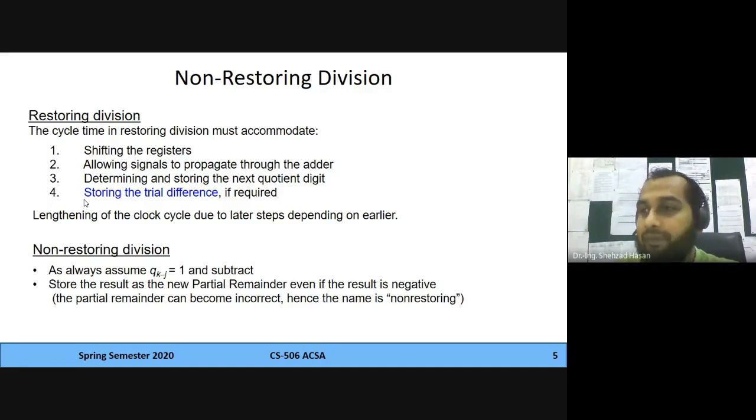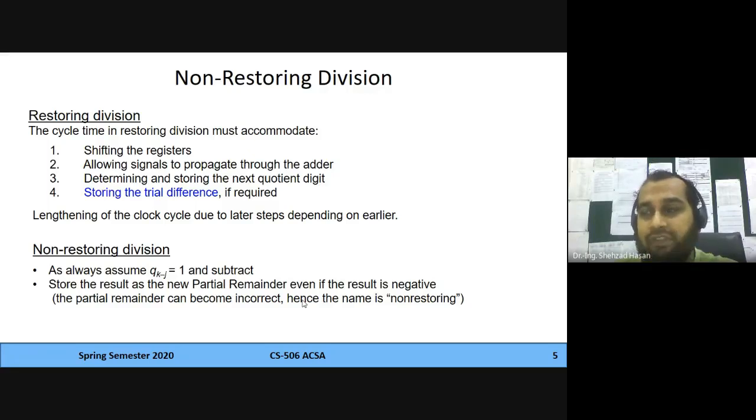So what happens in the non-restoring division algorithm is we are still going to do the trial subtraction. If the result is negative, we are still going to load that result, which means the result is incorrect, right? But we are going to make that correction in the next step. Okay. So if we get a negative result, we still load it, but we correct that in the very next step, right?